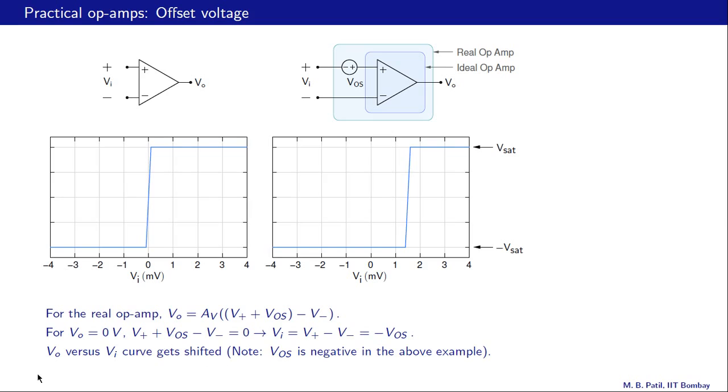Let us now look at some typical numbers. For the 741, the offset voltage is something like 6 millivolts or smaller in magnitude. And for op 77, VOS is much smaller, 50 microvolts. So clearly op 77 is much better than 741 in terms of the offset voltage.